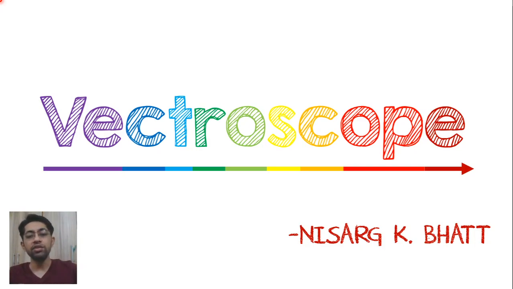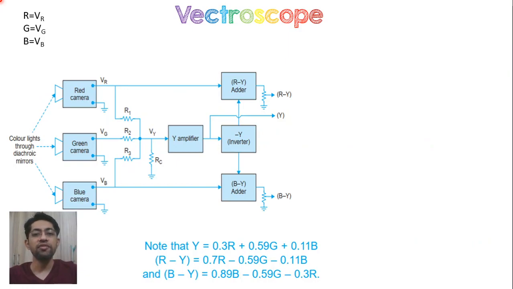Hello, in this video we will get the basic overview of the vectorscope. So before moving into the vectorscope, let us recall that we already know that any color is made up of three primary colors, red, green and blue, in suitable intensity proportion.